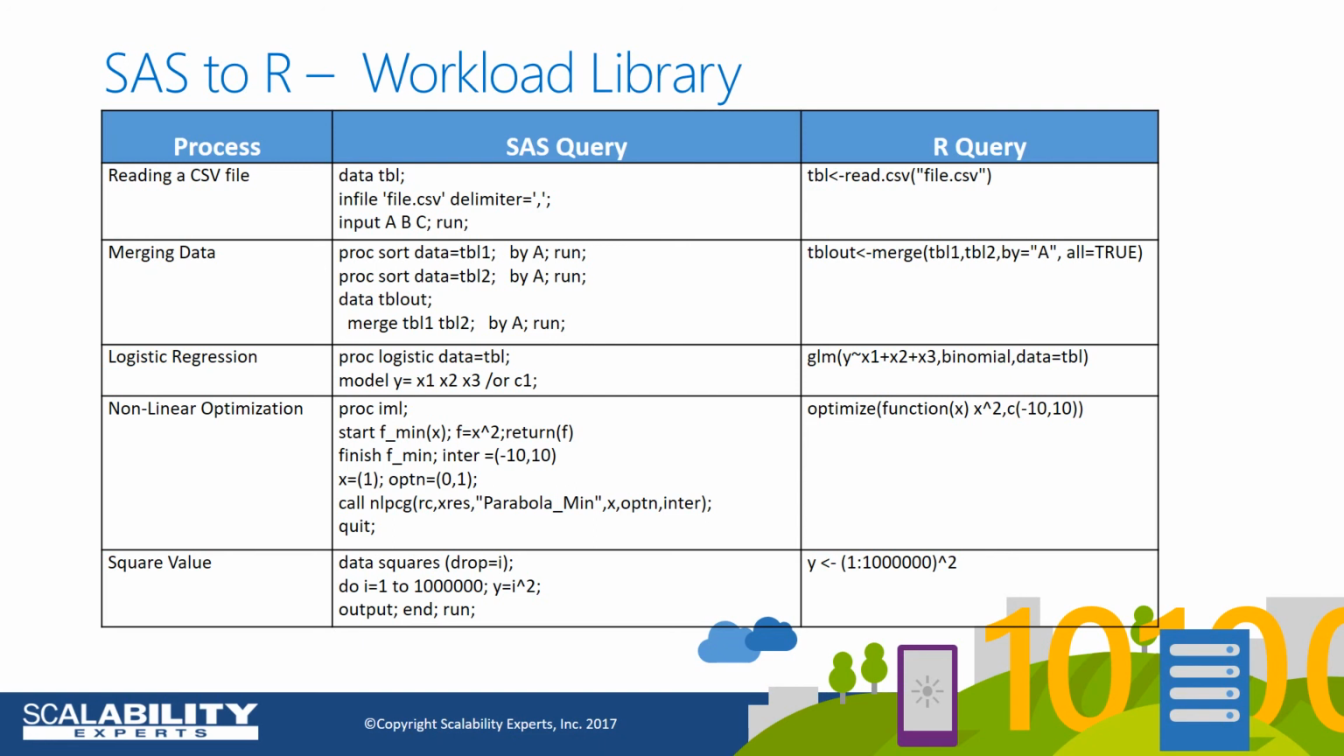Then there is logistic regression, which is commonly used. You have this proc logistic, and then you build a data model, and then you build a model in SAS query, versus in R there is a function where you use the binomial property of that.